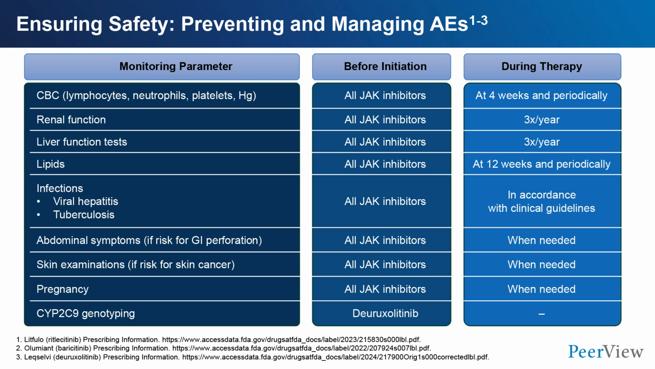We do know that lipids can be elevated in the trials with JAK inhibitors, so we do monitor those at baseline, and then again at 12 weeks and periodically throughout the year. Usually, again, I do this about 2 to 3 times a year for patients. For infections, I again like to get hepatitis labs as well as QuantiFERON-Gold labs at baseline, and then in accordance with clinical guidelines after that.